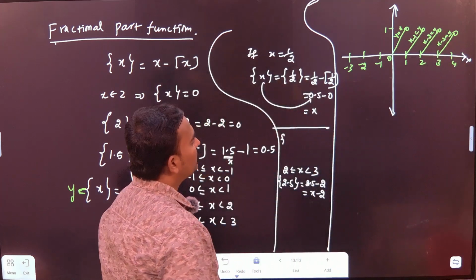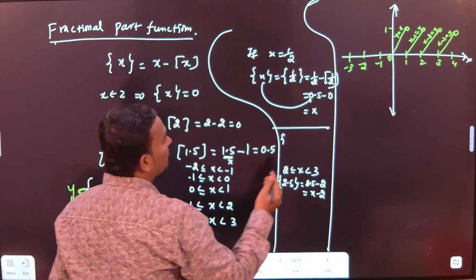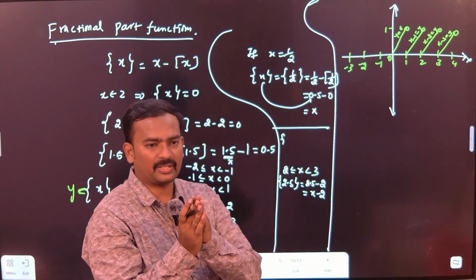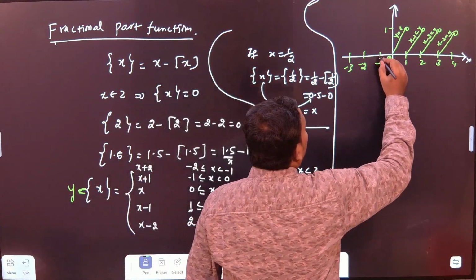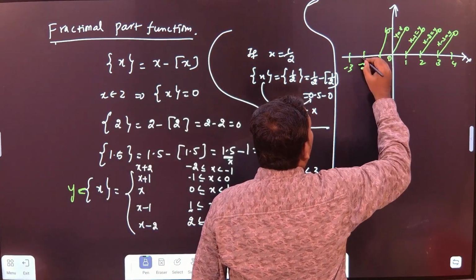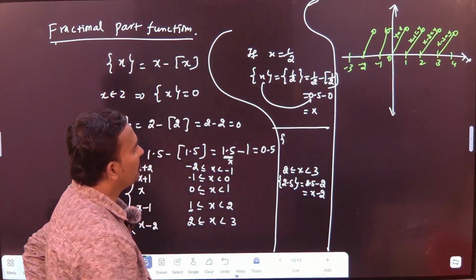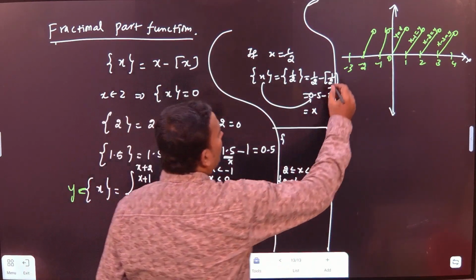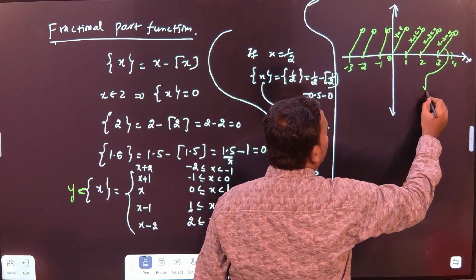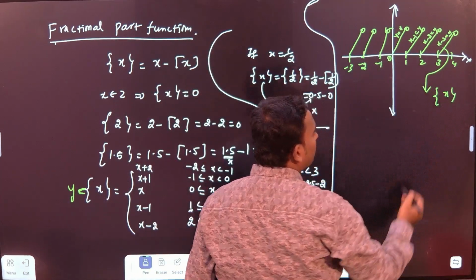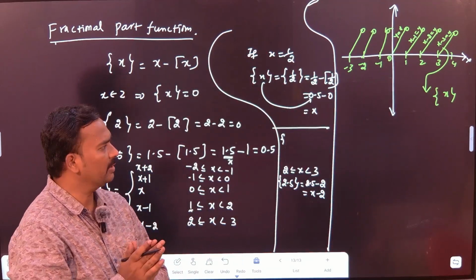Clear? The same way you can take the left side, minus 1 to 0, x plus 1. The y is equal to x graph is there, no? You shift 1 unit up, that is x plus 1. Okay? x plus 2, like this, right? This is your fractional part function of x here. I hope everyone understood, right?